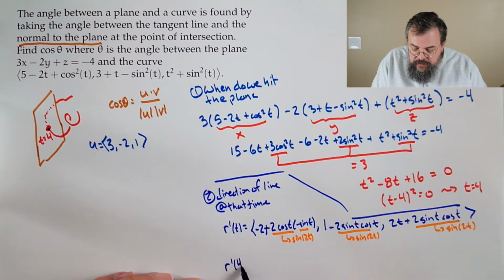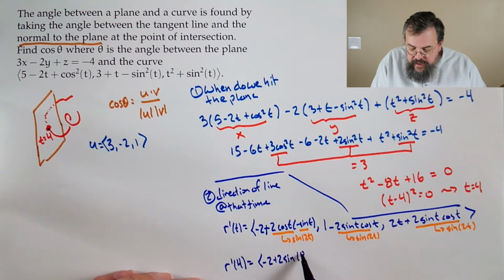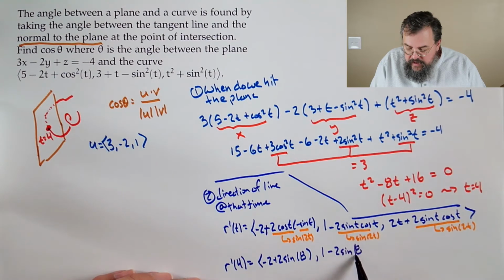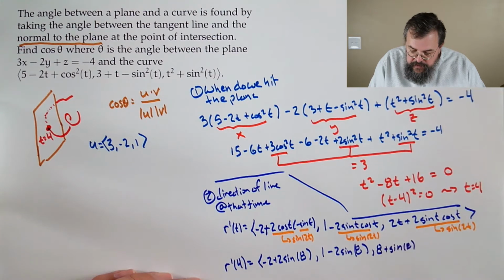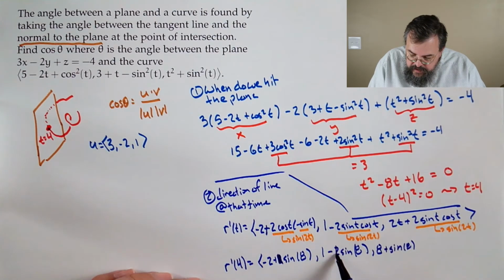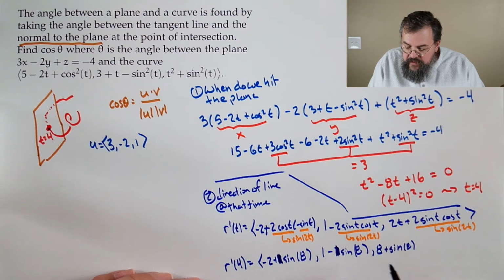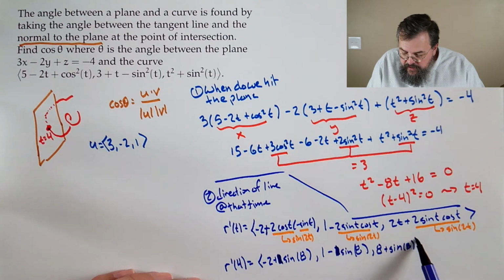R prime of 4 is, well, minus 2 plus 2 sine of 8, comma, 1 minus 2 sine of 8, comma. And then the last one is going to be 8 plus sine of 8. Whoops, there's no 2 here. I'm sorry about that. See, the 2 is part of the sine 2t. Okay, so it's negative 2 plus sine of 8, 1 minus sine of 8, and 8 plus sine of 8. Okay, all right.